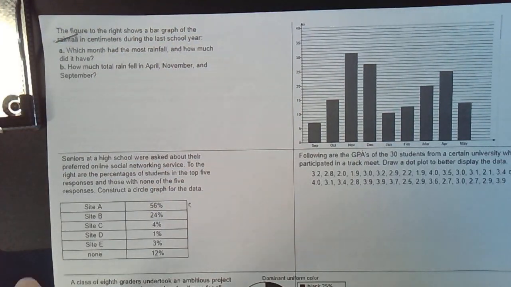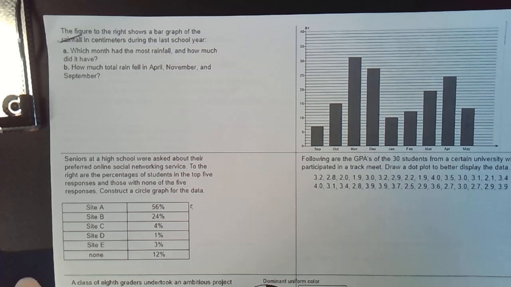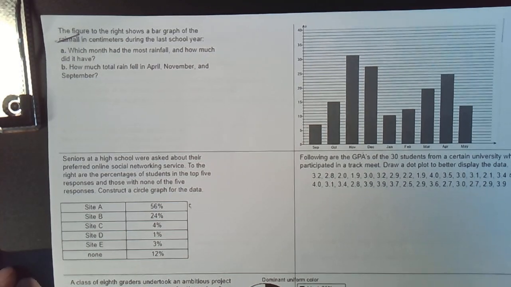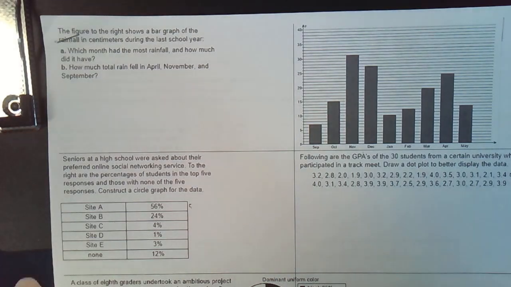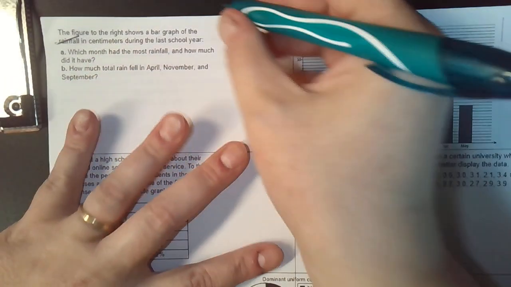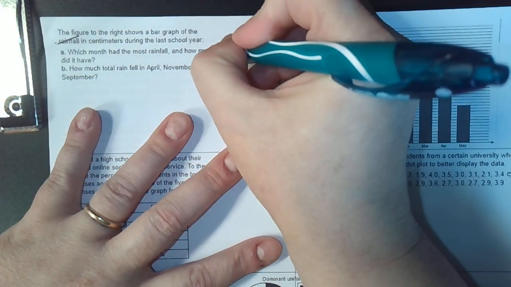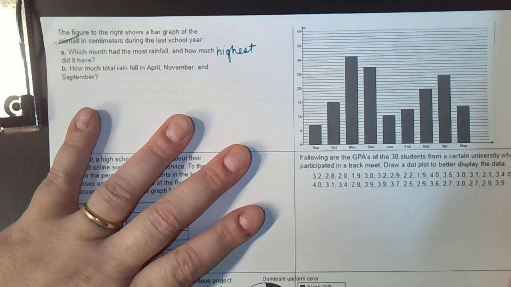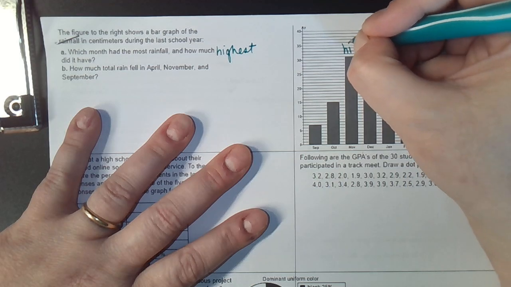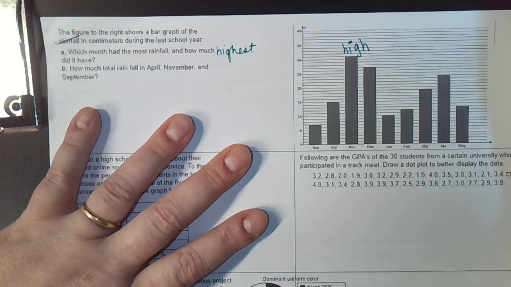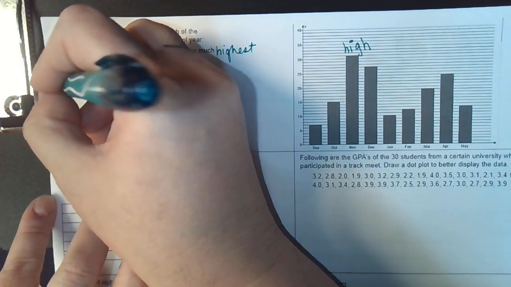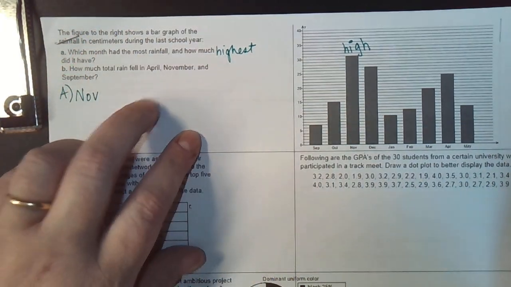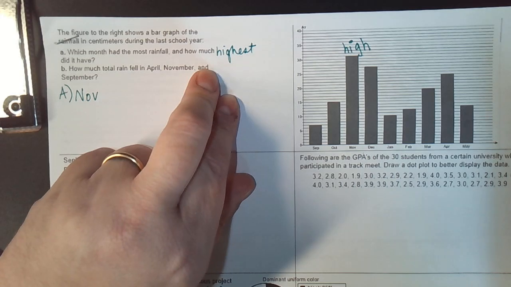It says the figure on the right shows a bar graph talking about rainfall in centimeters. Which month had the most rainfall? That's kind of obvious. The most means the highest. Okay, so let's look at the highest bar. Where's the highest bar? Here it is. November. Okay, so part A says which month had the most rainfall? November.